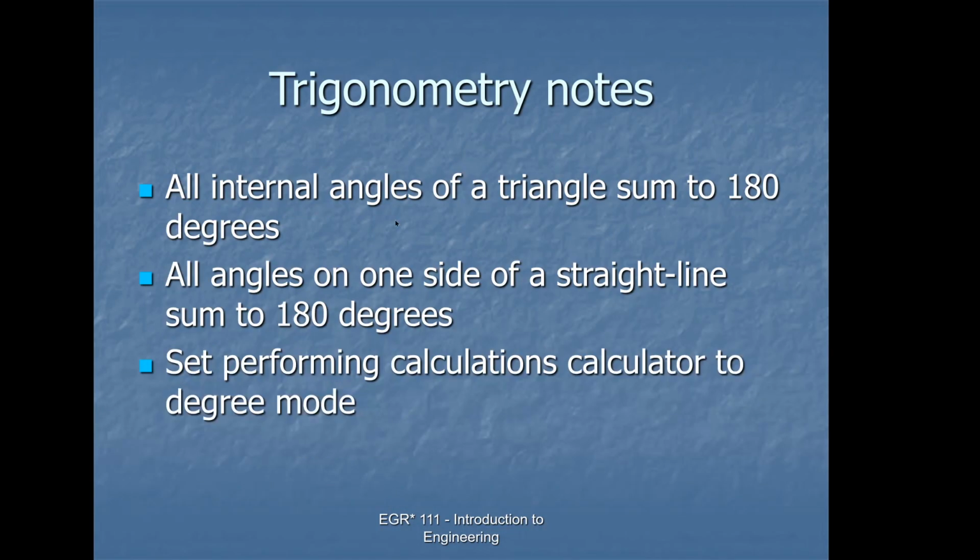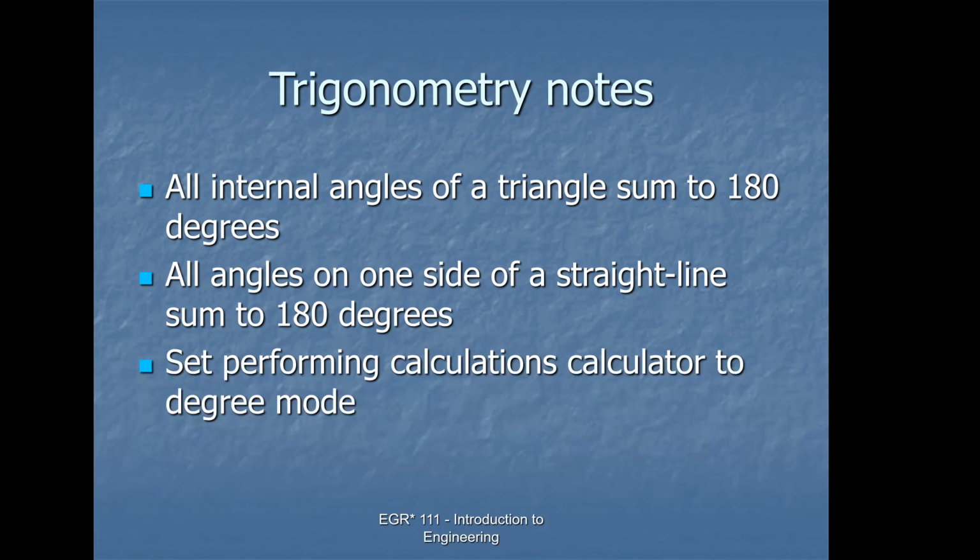Okay, some trigonometry notes. When we go to solve a problem, we need to pay attention to this. All internal angles of a triangle equal 180 degrees, and all angles on one side of a straight line sum to 180 degrees. So if you have a straight line with other lines crossing through it, and you add all the angles together, you'll find it's 180 degrees. When you're doing calculations, set your calculator to degree mode.